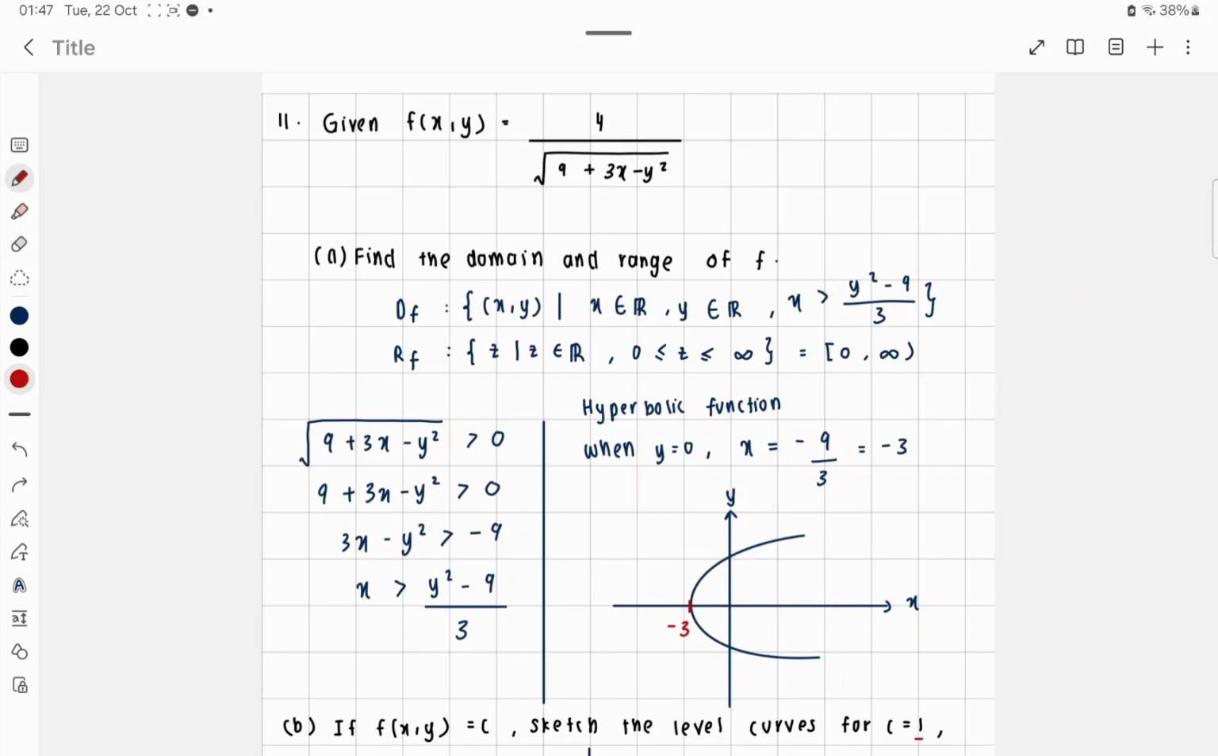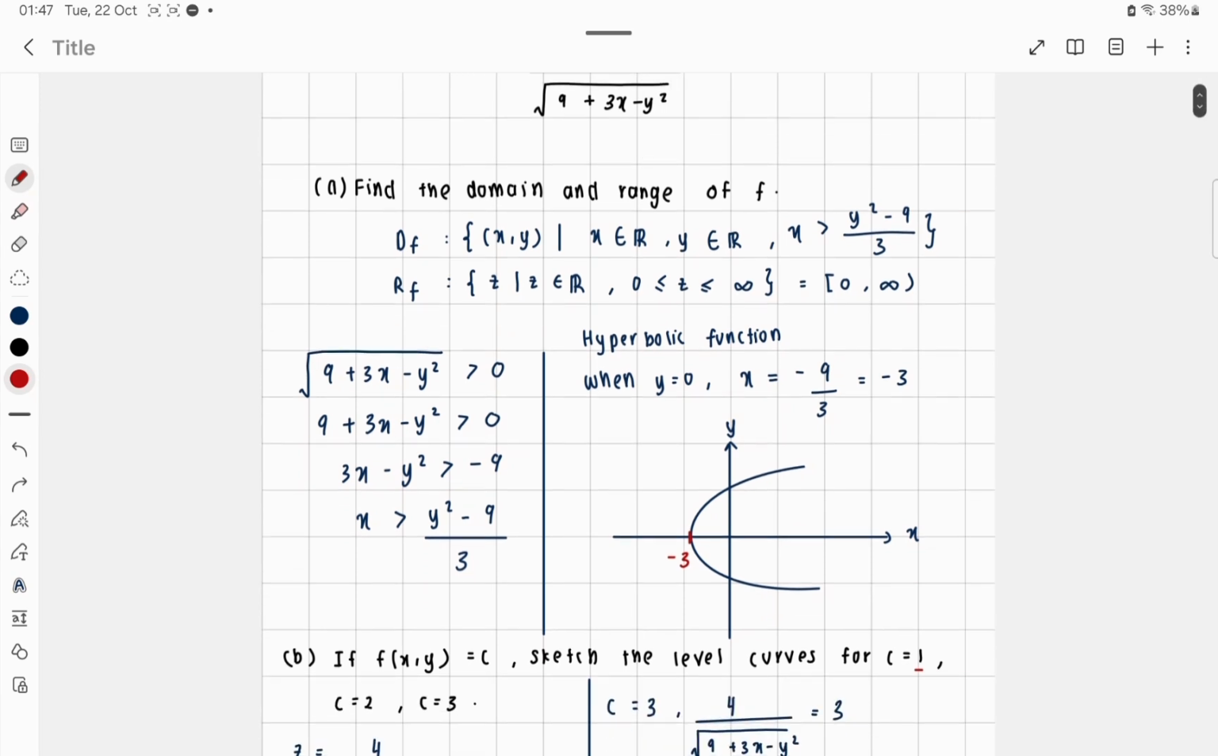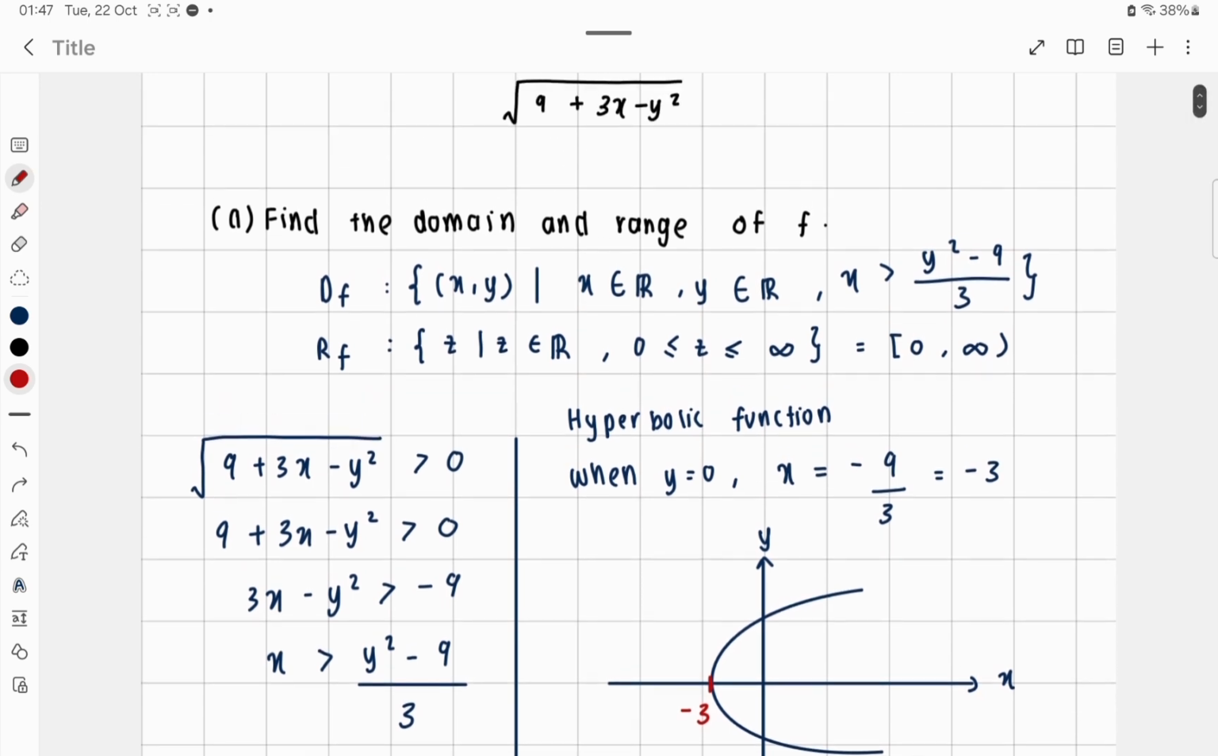So for our group, we are required to complete questions 11, 12 and 13. Given that for question 11, the function f(x, y) equals 4 over the square root of 9 plus 3x minus y squared. For question 11a, find the domain and range of f. The domain is x and y both elements of the real numbers, with a constraint of x more than (y squared minus 9) over 3. For the range, we will get z in between 0 and infinity.